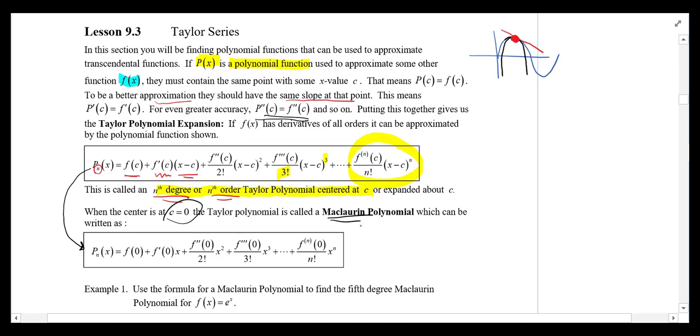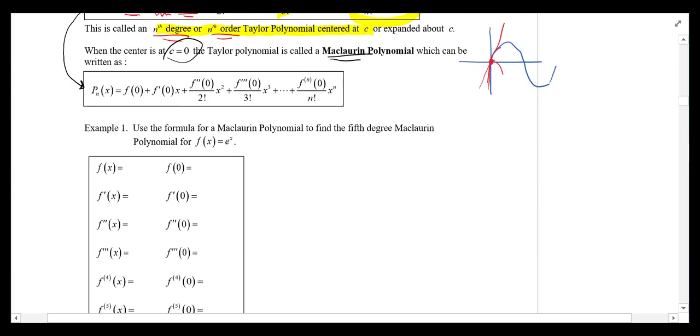So this is the one where if I'm taking that sine graph, Maclaurin is saying, look, my c value will always be at 0. And I'm going to start doing the tangent line, the quadratic, all that kind of stuff at 0. All right, so with that understanding, let's take a look at example number 1.